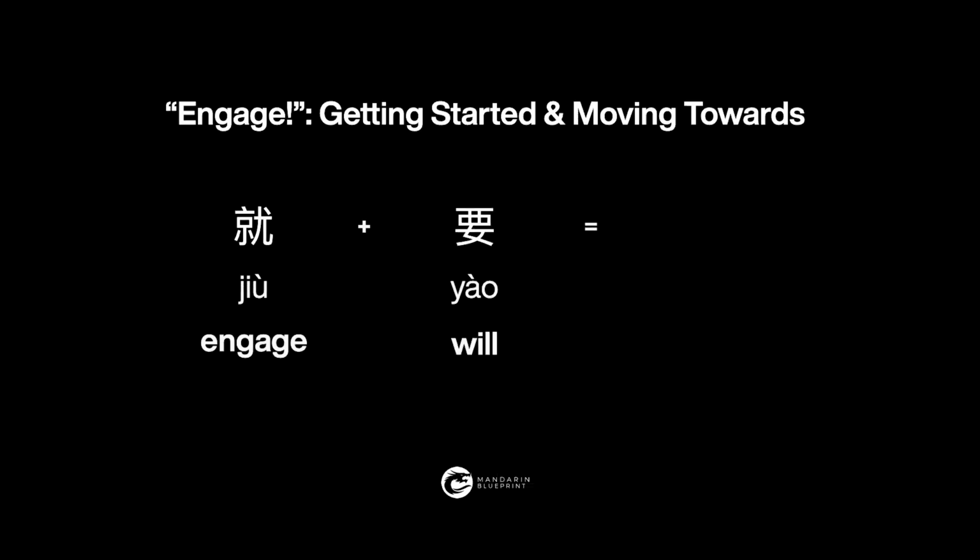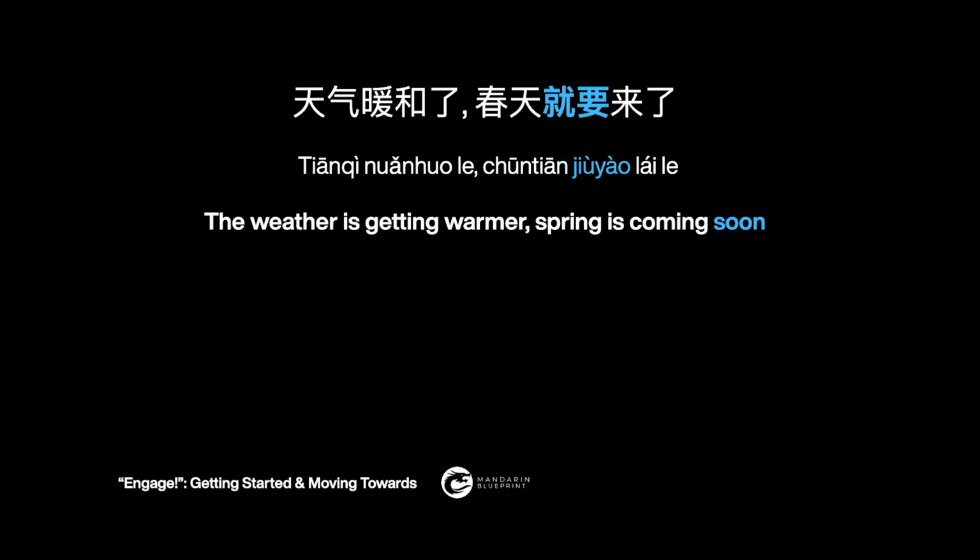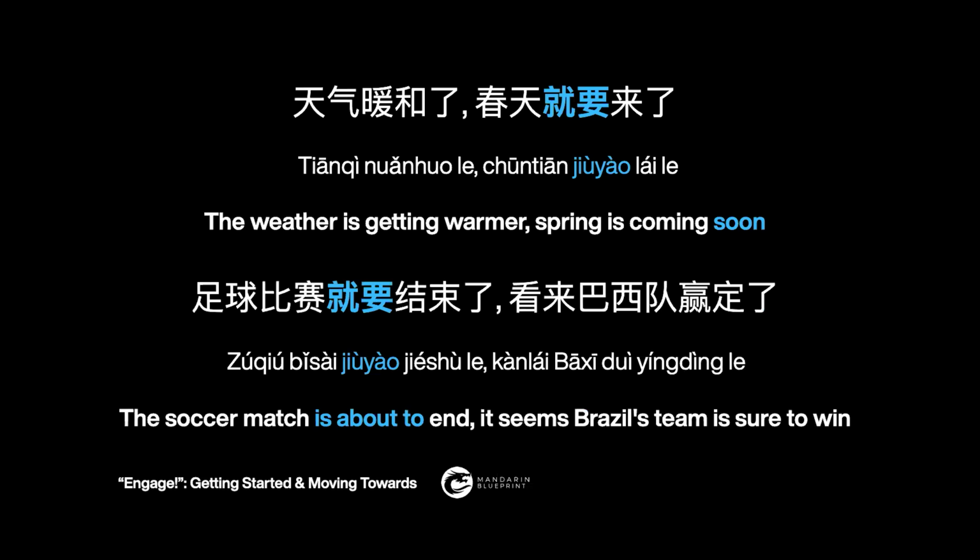Now this one, 就要, engage will. Well, this actually means about to or soon. And I will cover more about this when we cover 要 later. But for now, suffice to say, you can use this to mean something is about to happen. For example, 天气暖和了，春天就要来了. The weather is getting warmer, spring is coming soon. Or 足球比赛就要结束了，看来巴西队赢定了. The soccer match is about to end. It seems Brazil is sure to win.